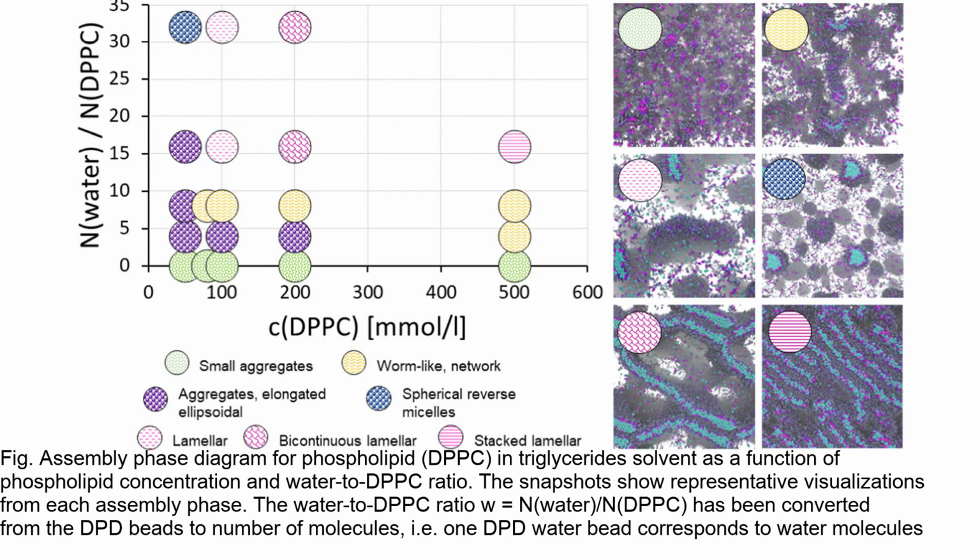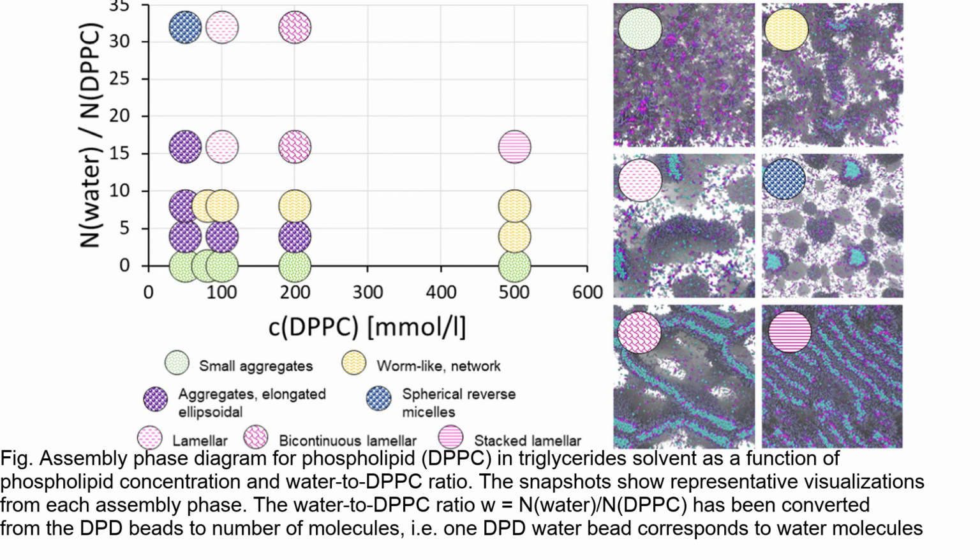Figure 3 in the paper shows the assembly phase diagram for the DPPC, triglyceride, water ternary system as a function of DPPC concentration and water to DPPC ratio. The figure displays different assembly phases, including reverse micellar structures, network-like structures, and lamellar structures, as well as the transitions between them.